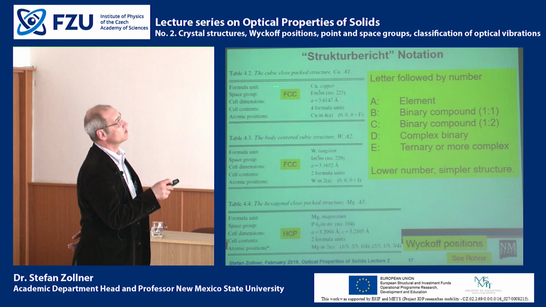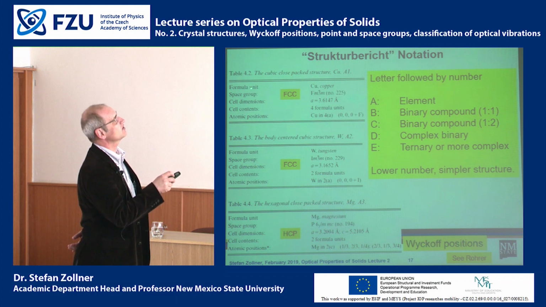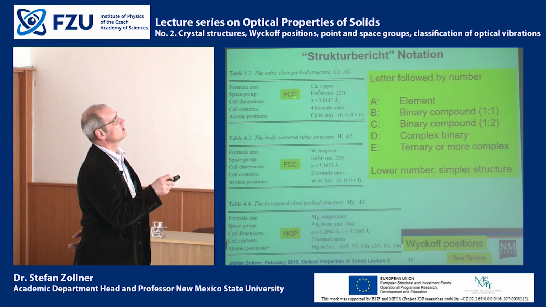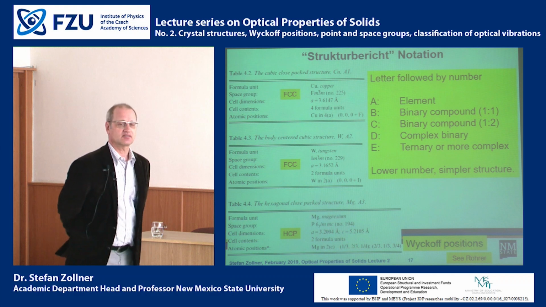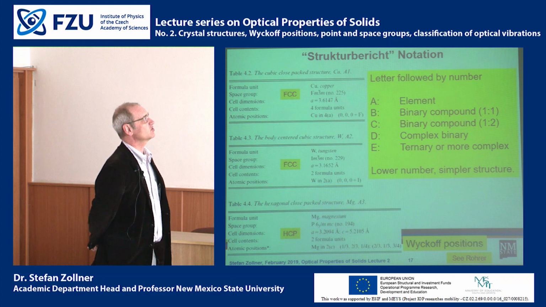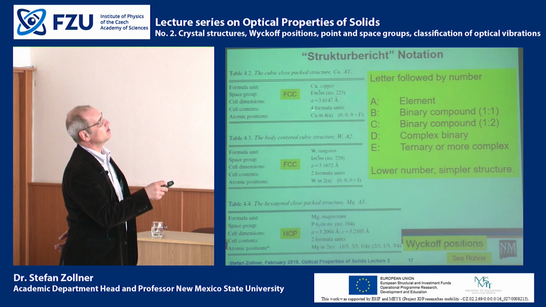So we need to start with, well, what is the material that we're dealing with? Copper, tungsten, magnesium. So we call that the formula unit. What is the space group of that crystal? What are the dimensions and angles? So since this is an FCC structure, there's only one parameter that we need, that is the lattice constant. It's the same in all three directions, and the angles are all 90 degrees. And then I have 4 of these copper atoms, so there's 4 formula units per conventional cell.